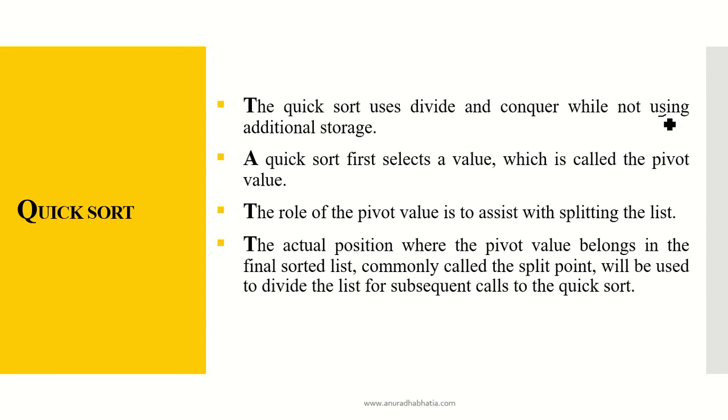A quicksort first selects a value which is called the pivot value. The role of the pivot value is to assist with splitting the list. The actual position where the pivot value belongs in the final sorted list, commonly called the split point, will be used to divide the list for subsequent calls to the quicksort. We will see this with an example.